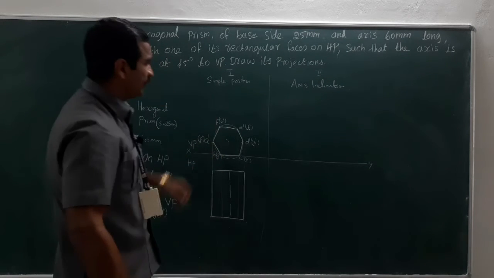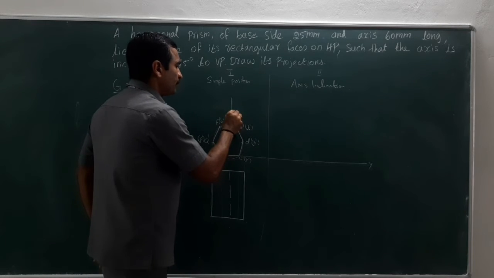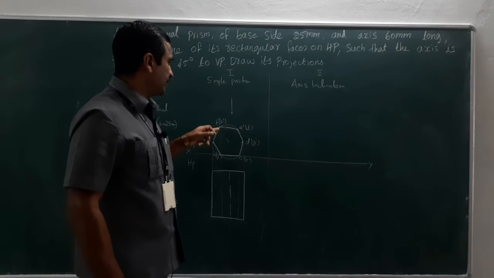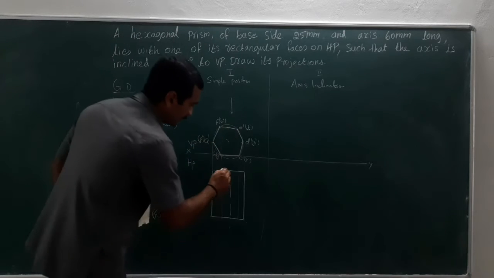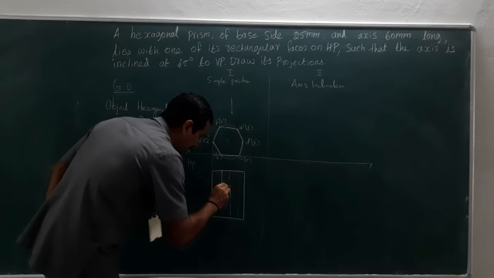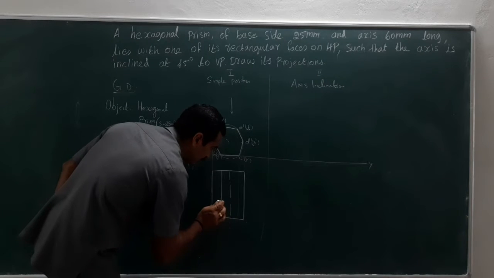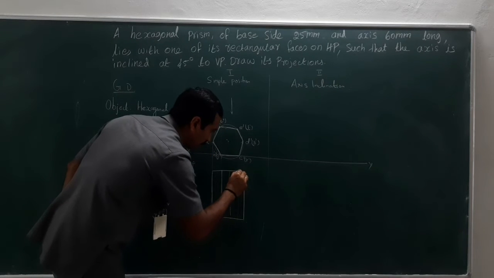Now when you look from the top, I could see the longer edges, this F and U, E and T, isn't it? So those need to be drawn as dark lines.